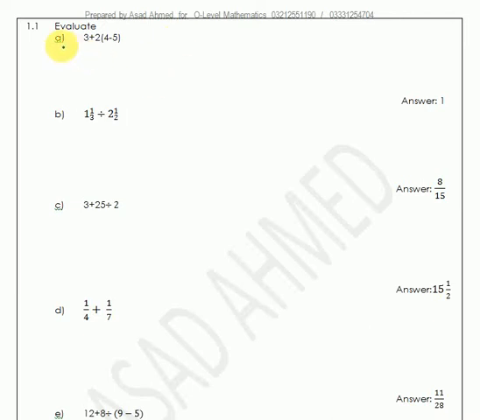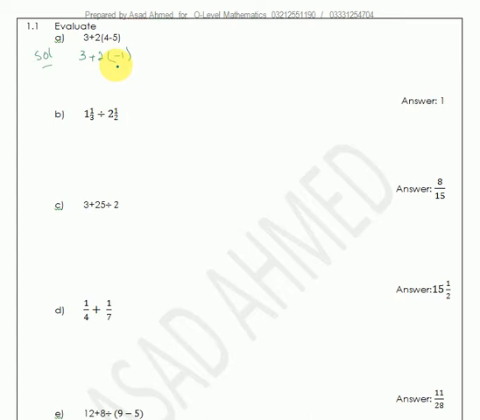In this part, in my notebook of mathematics exercise 1.1 question part A, we have to evaluate the number. It is very much simple. When we are given a number in which a bracket is there, we must first solve the bracket. So the other numbers remain as they are, 3 plus 2 is as it is, and 4 minus 5 is minus 1.